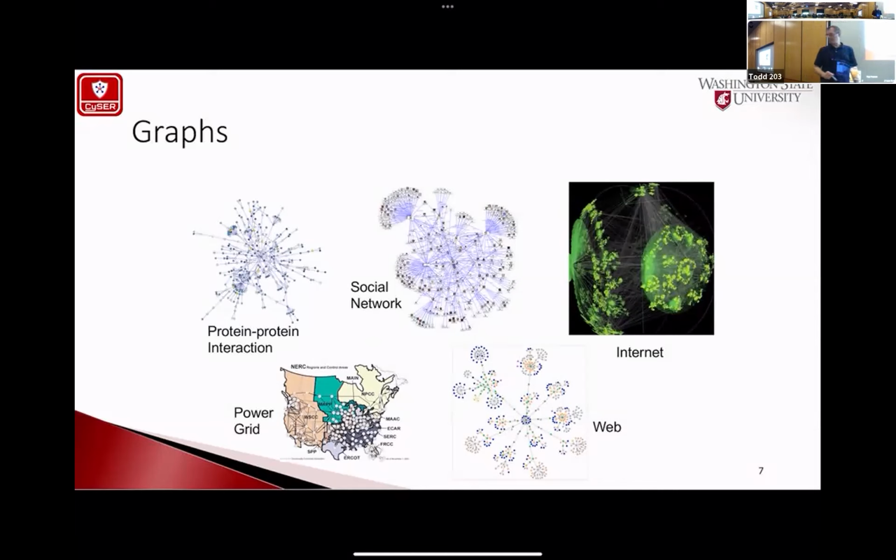Not all of these apply to insider threats, but a lot of them could, in terms of representing the power grid as a network, looking at social media, monitoring the web page accesses, the internet, or the intranet within an enterprise. All of these can be represented as a graph. And again, the goal is to identify what's normative in here, and then in the context of that, what is an anomaly.